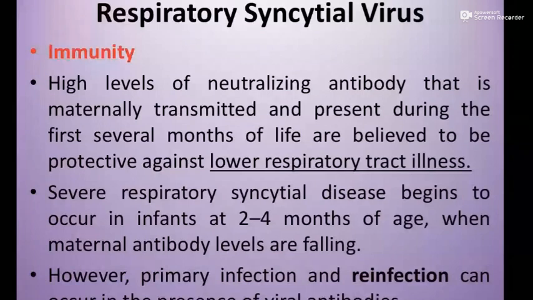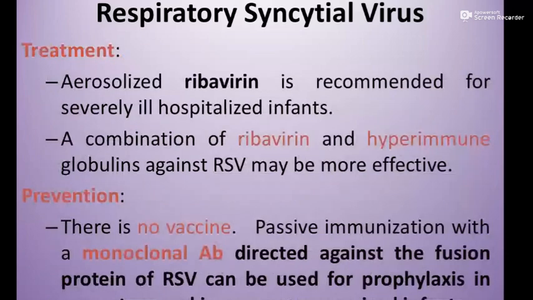ليش؟ لأنه بالبداية تكون antibodies from the mother موجودة protect. لكن after 4 months بتقل the waning of these antibodies. However, primary infection and reinfection can occur even in the presence of antibodies. ممكن يصير reinfection why in these children؟ لأن antibodies not very strong.